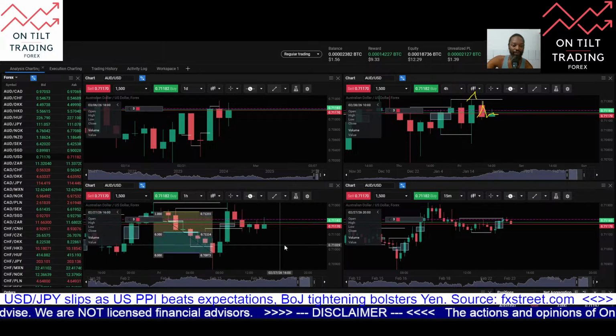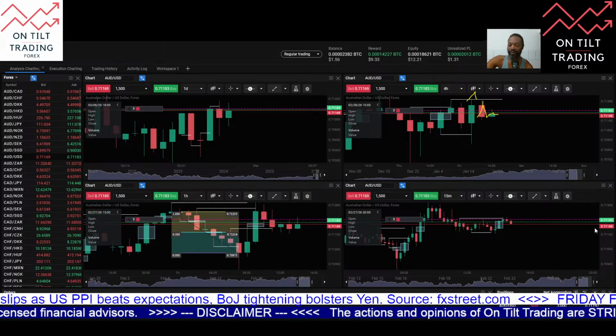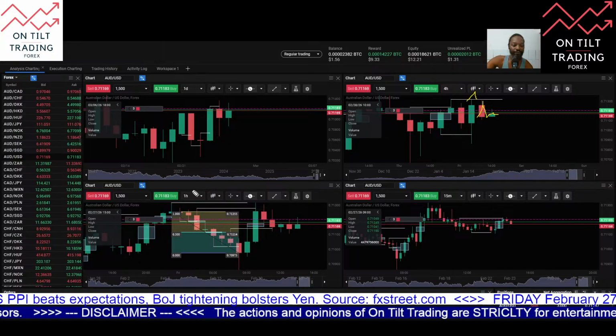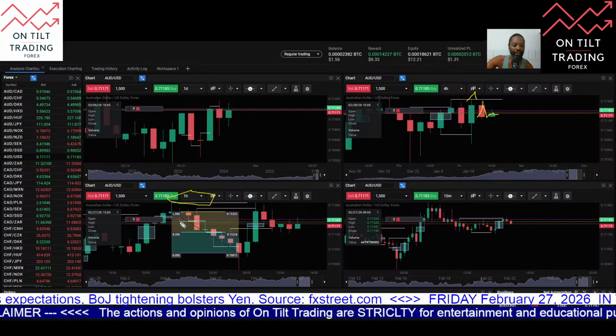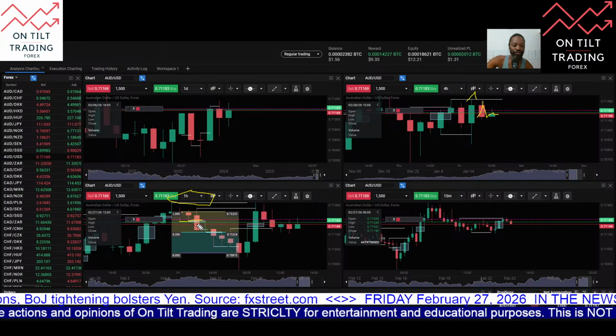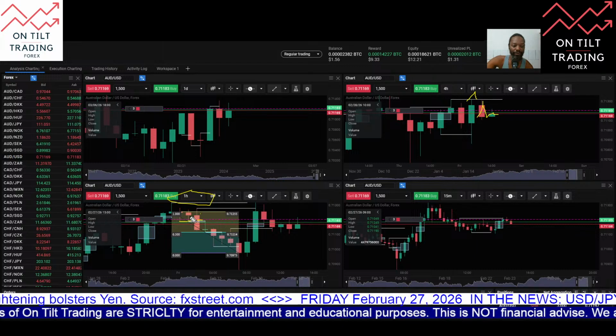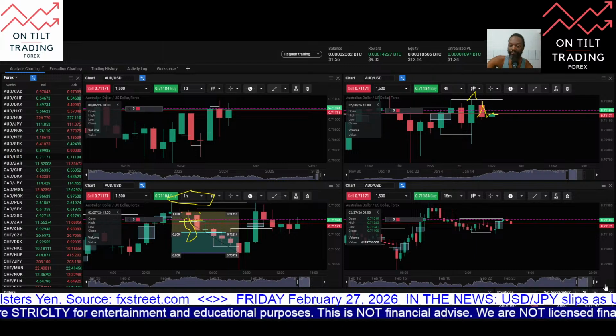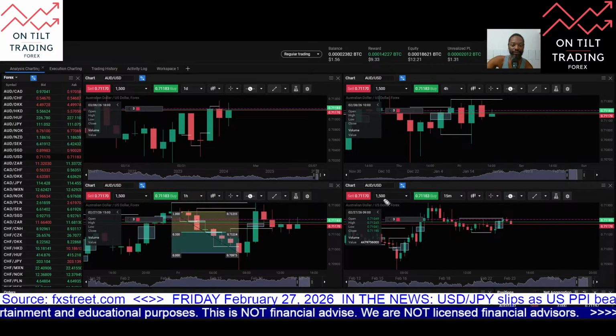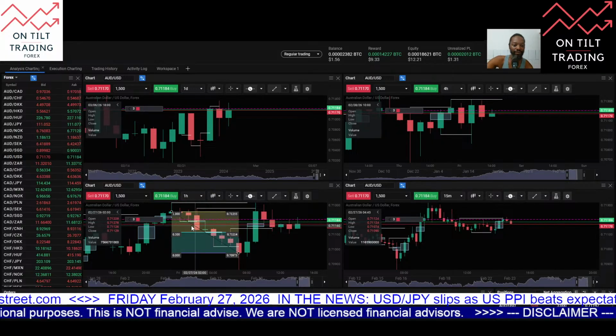Here on the 1-hour chart, we can see price trading lower, trending here on the 1 hour chart, putting in body candle closes. I'll remove this Fibonacci retracement tool so we can see better definition.